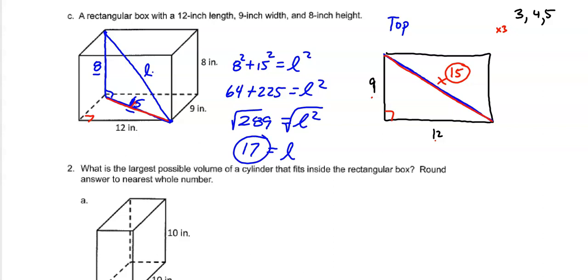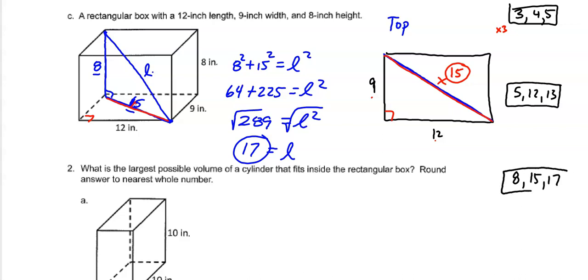So there's 3 triples that I have memorized. I have the 3, 4, 5. I have the 5, 12, 13. And then I have the 8, 15, 17. Those are the unique combinations. Then you can go, if you double these, you get 6, 8, 10. If you triple them, you get 9, 12, 15, and so on and so forth.